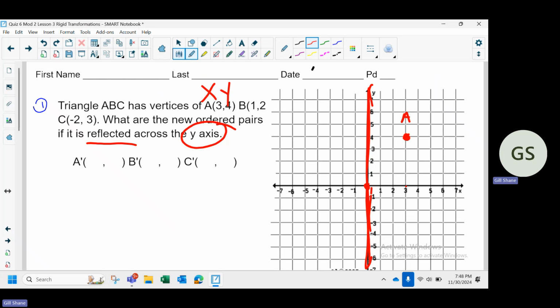Second point would be 1, comma 2. I'm not going to keep doing them all individually. That would be the second point, 1, comma 2. I think down here is probably the best place to label it. And then -2 would be left and then up to 3. So there's that one, and that is C. I'm going to go ahead and connect them and make a triangle. Again, I did not take off if you didn't do any of that.